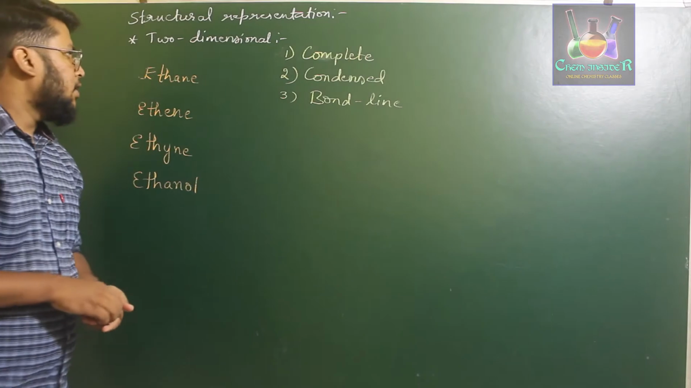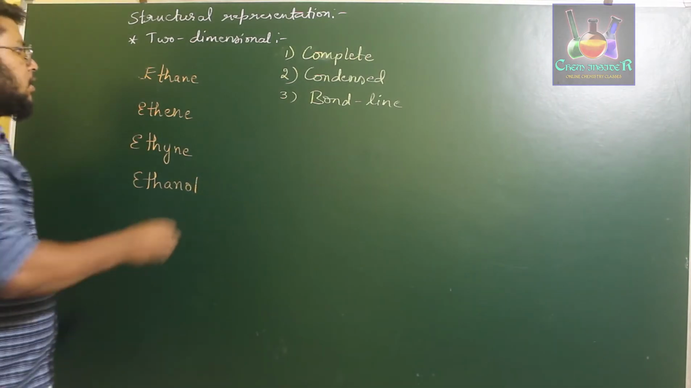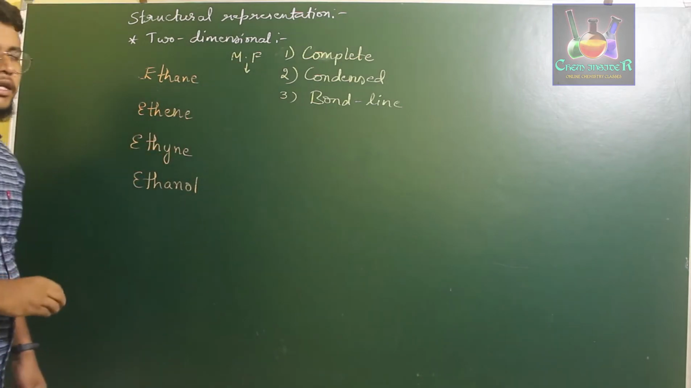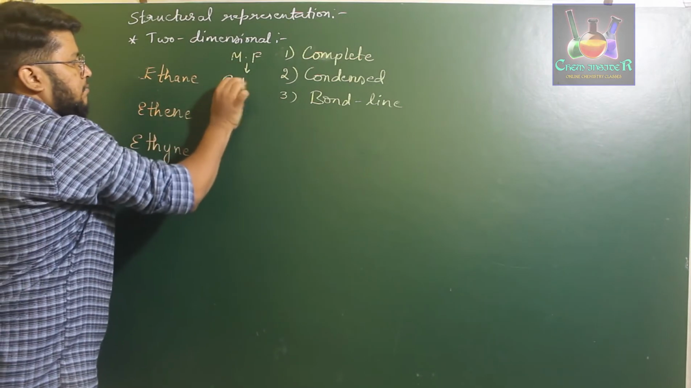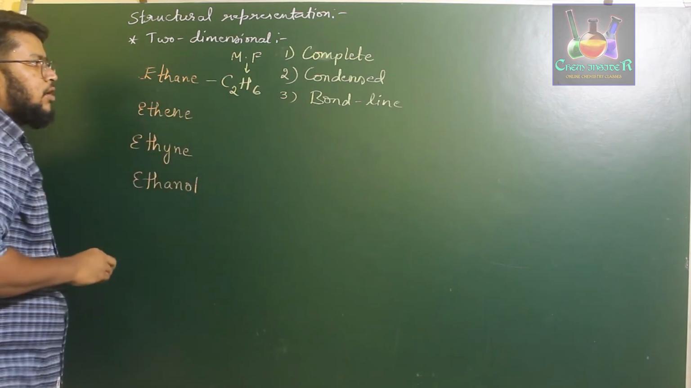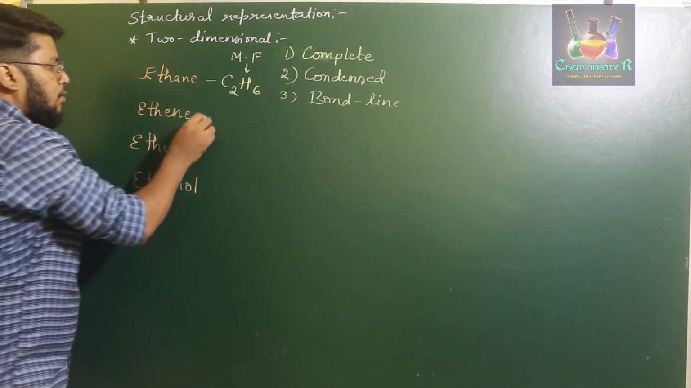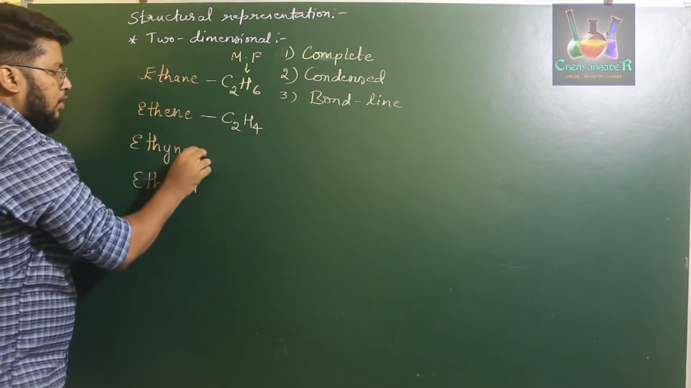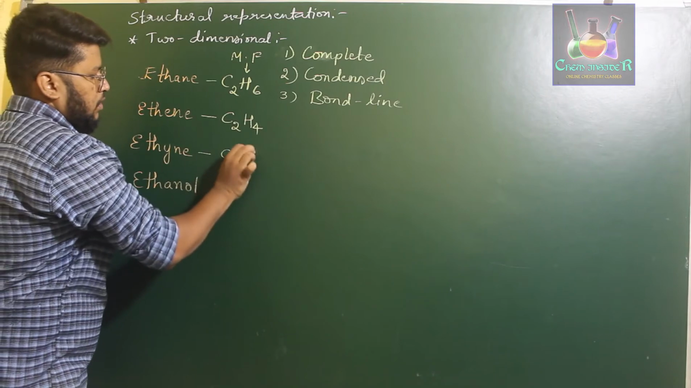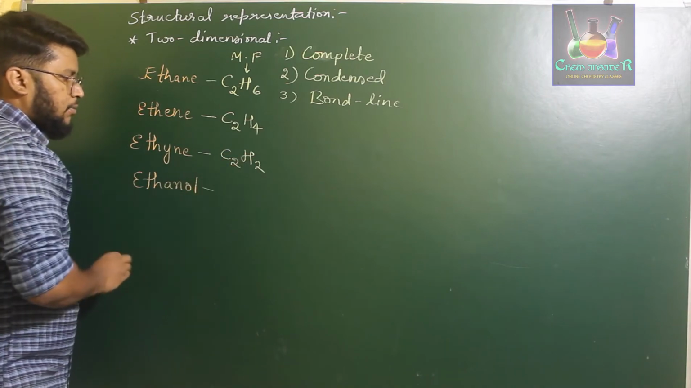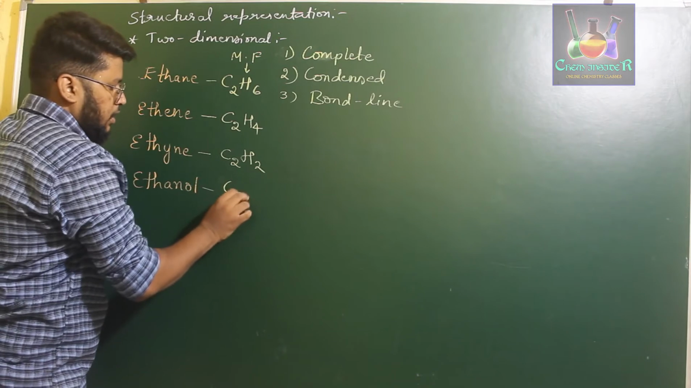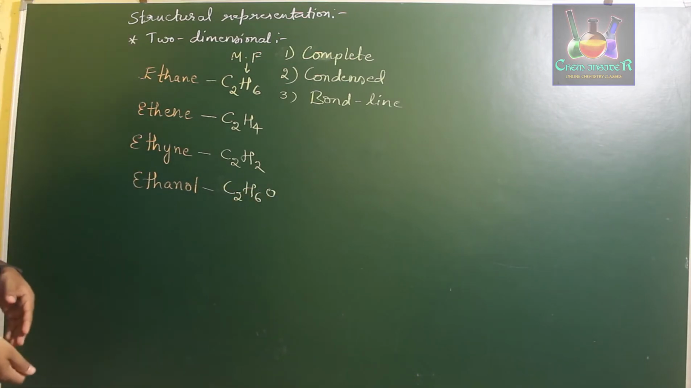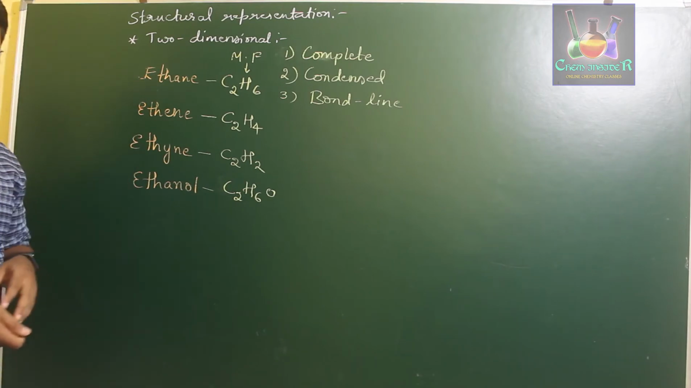Like for example, if you consider the molecular formulas: the molecular formula of ethane is C2H6. Molecular formula of ethene is C2H4. Molecular formula of ethyne is C2H2. Molecular formula of ethanol is C2H6O. So these are the molecular formulas of these four compounds.